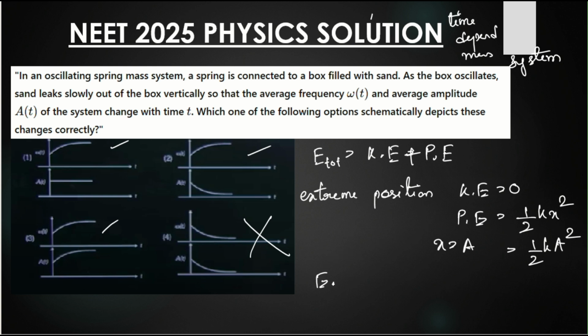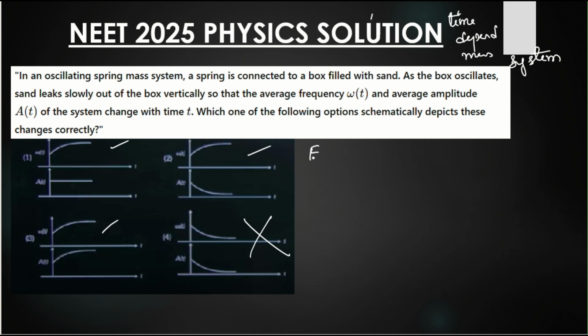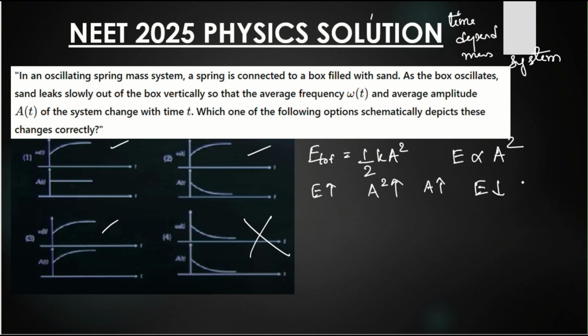So the total energy will be equal to 0 plus PE, that is half kA square, because kinetic energy is 0 and potential energy is half kA square. Let me write it once again. So here we are seeing a direct relation between energy and amplitude square. If energy increases, the amplitude square increases, so does the amplitude, of course. And if energy decreases, the amplitude square will decrease and amplitude will obviously decrease.